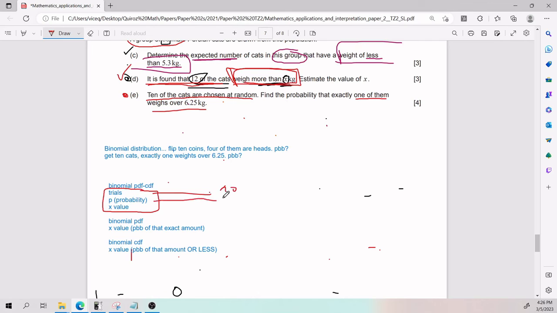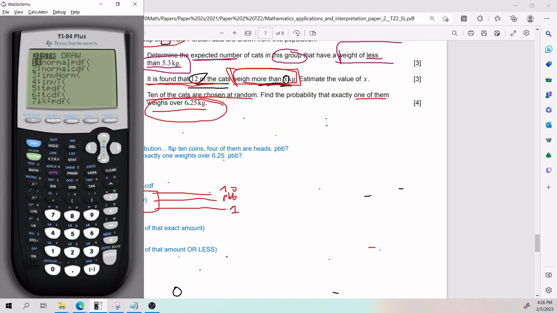My probability is something that I have not found yet, and my x value is going to be 1. And so which probability are we talking about? We're talking about the probability that one of these cats weighs over 6.25 kilograms. So how can I find that? Well, I'll go to distribution, normal CDF. My lower is going to be 6.25. My upper is going to be, I don't know, a very big number. See? So this is going to help me find out the probability that any cat weighs over 6.25 kilograms.